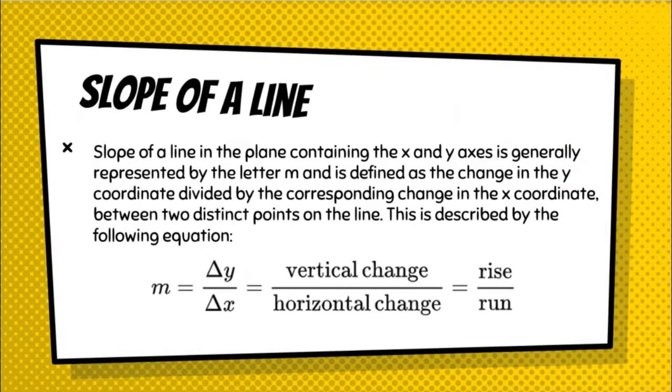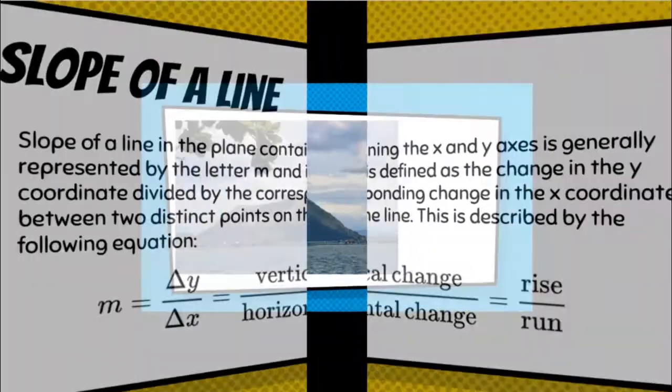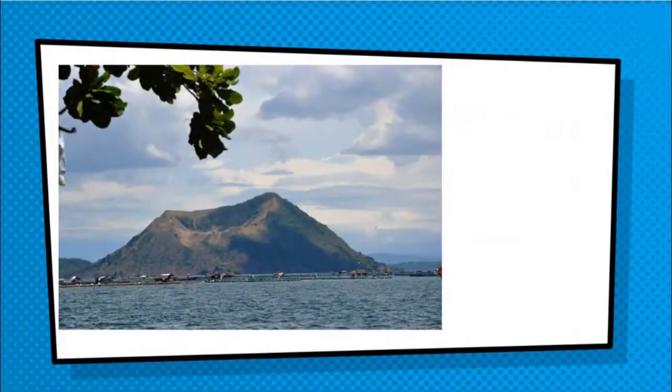Slope of a line in the plane containing the x and y axis is generally represented by the letter m and is defined as the change in the y-coordinate divided by the corresponding change in the x-coordinate between two distinct points on the line. This is described by the following equation: m equals vertical change divided by horizontal change, or rise over run. Let us have some examples.